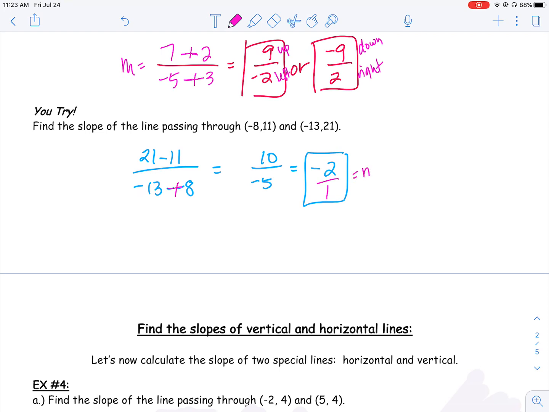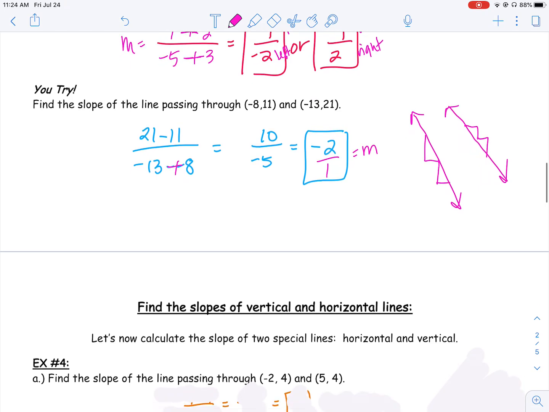What that would mean if I were graphing it is I would go down 2 and right 1, down 2 and right 1. So my line would go downhill. Or I can go up 2 and left 1, up 2 and left 1. My graph is still going to be the same slope, right?